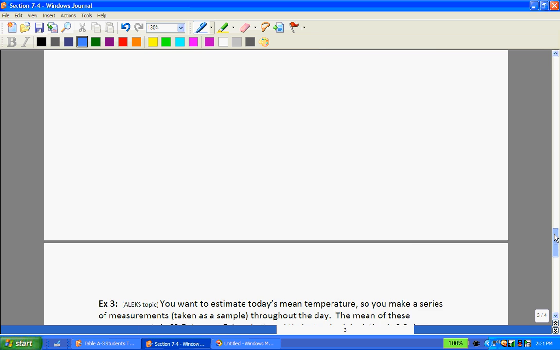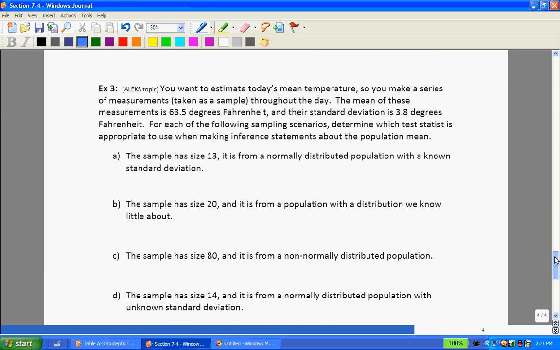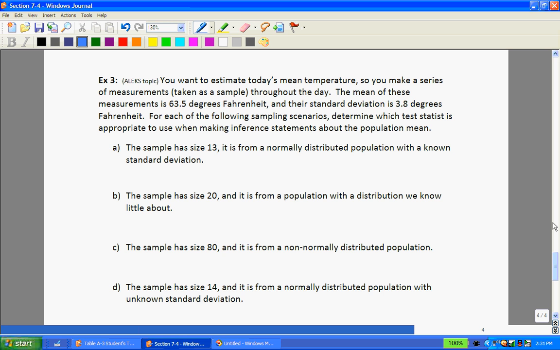Okay, let's take a look at a problem. This is very similar to something in your homework with deciphering when and which test to use. So let's say you want to estimate today's mean temperature, and you take a series of measurements or a sample throughout the day. The mean of those measurements is 63.5 degrees Fahrenheit, and their standard deviation is 3.8 degrees Fahrenheit. So remember, this is coming from the sample. For each of the following sampling scenarios, determine which test statistic is appropriate to use when making inference statements about the population mean.